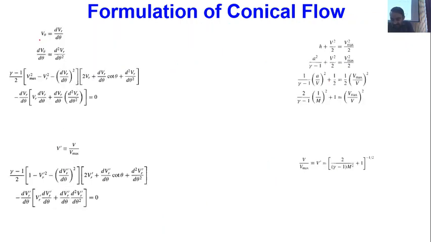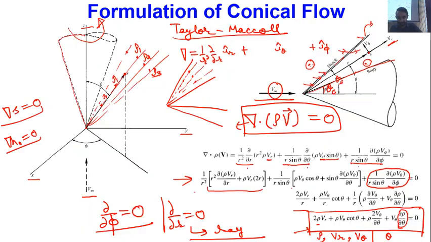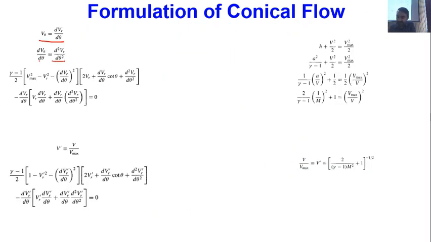Second, we have V theta equal to dVr by d theta. So if I do dV theta by d theta, what will it become? d square Vr by d theta square. So I have just taken d by d theta of this. Now in the Taylor-Maccoll equation also I have one term dV theta by d theta, so I will replace this with this. If I do so, then I will get this equation.